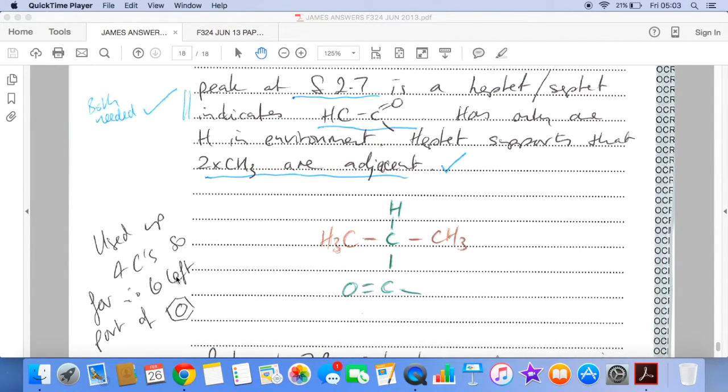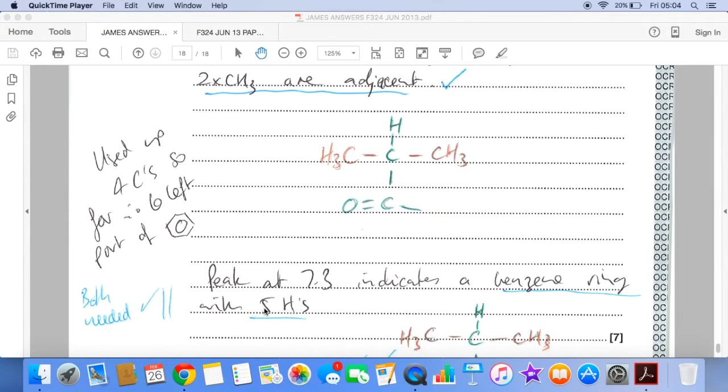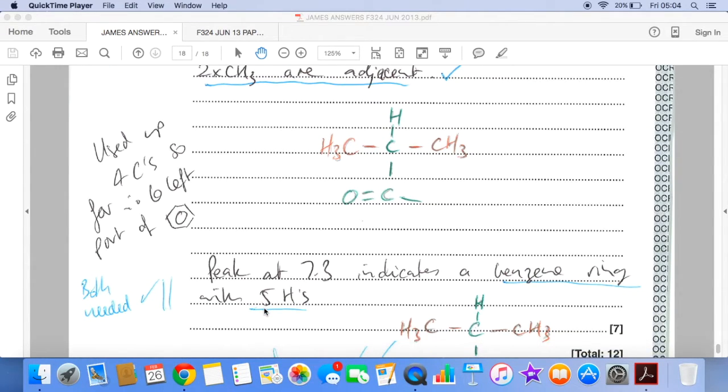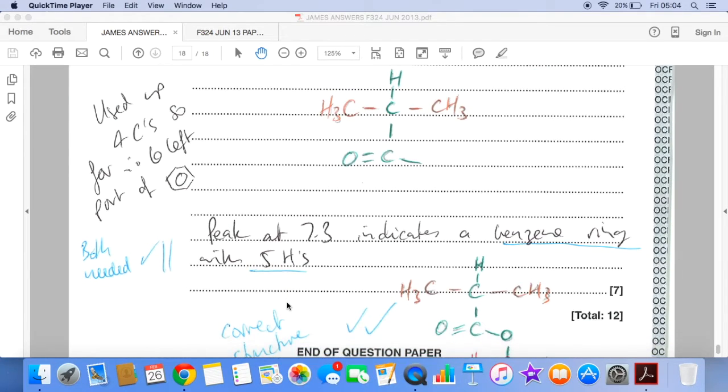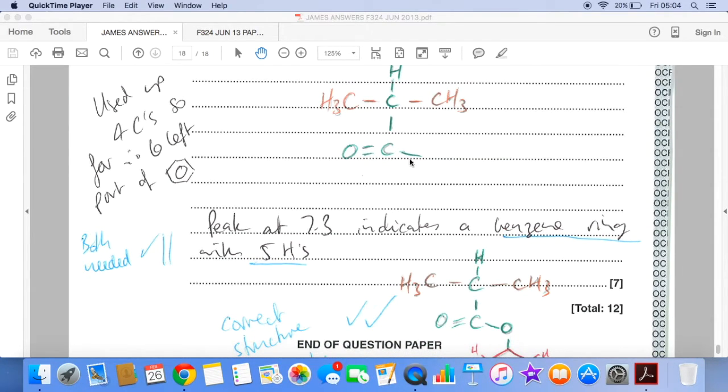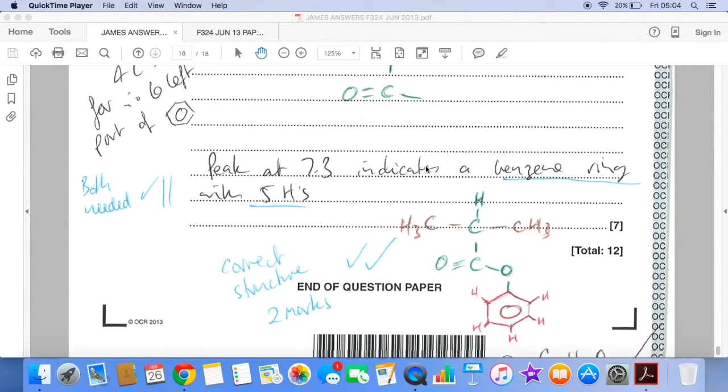So you can see there I'm just processing this information as I go. I've used up 4 carbons. Remember, there's 10 altogether in the molecule, so we've got 6 left, and we're thinking that it's a benzene ring, so that could account for the 6 remaining carbons. The peak at 7.3 now indicates a benzene ring. Its area is 5, so 5 hydrogens, which would confirm or back up the fact that we could have a benzene ring attached here, and that is actually the answer.